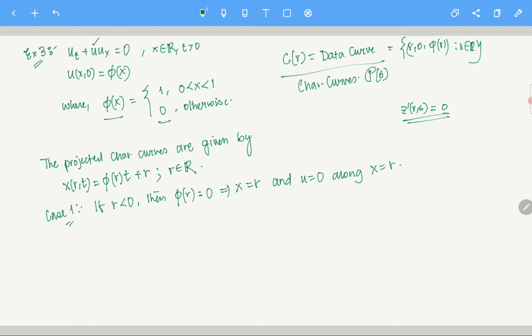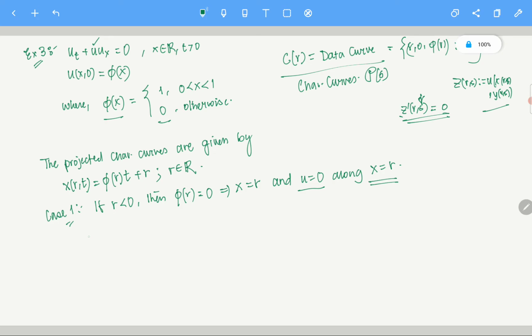Z is constant. So what is Z? Z of (R,s) is given by u of (x(R,s), y(R,s)), right? That is how we define Z. Now you see, Z is constant along s for a fixed R. This is one of the characteristic equations, right? At s equals 0, at the starting point, phi of R is given to be 0. So Z is constant along the characteristic curves, and at the origin s equals 0, it is 0. So basically Z is 0, and hence u is 0 along these curves x equals R. I hope this is clear.